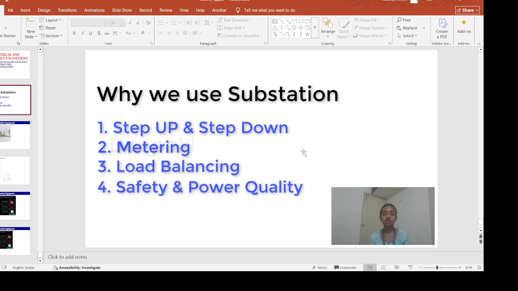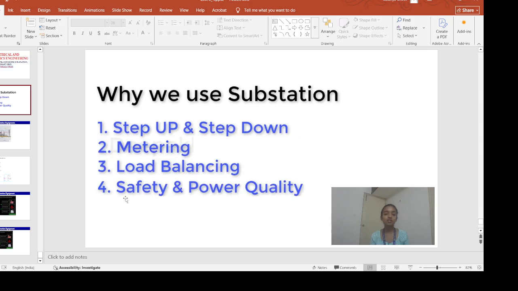This electricity cutting, and providing that electricity to the city, are operations also carried out in the substation. So this is called load balancing. This load balancing operation is also done in the substation.